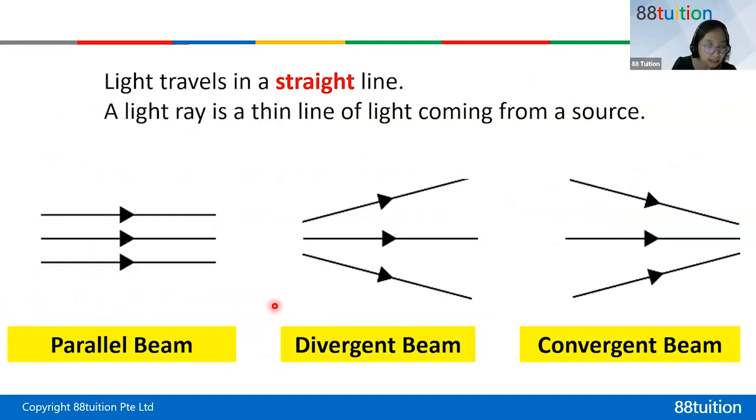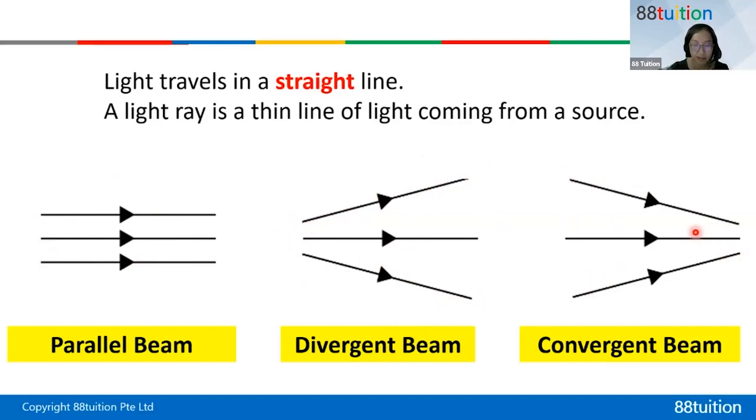Just now, Zixuan, you typed into the chat, a place with no air, that's vacuum, good job. Now there are three different types of beam. This is parallel. We all learned parallel lines. Light always travels in a straight line, so this is one light ray. A beam means several light rays. This is one light ray, this is one light ray, this is one light ray. So a beam means a few. This is a parallel beam, this is a divergent beam, this is a convergent beam.